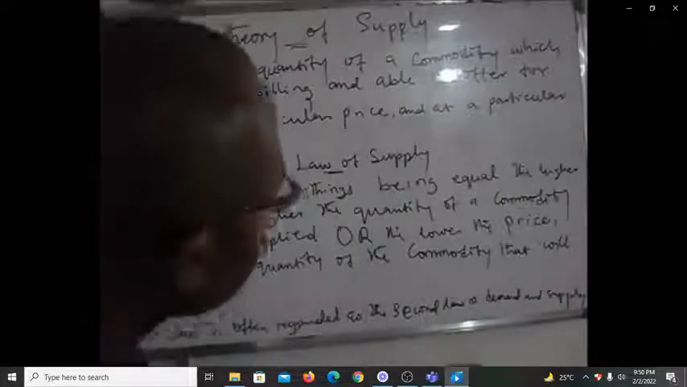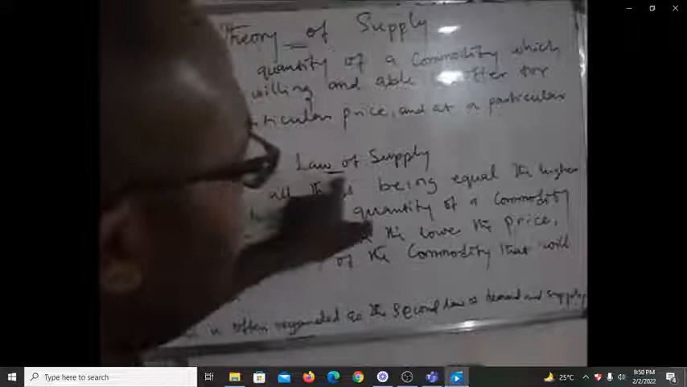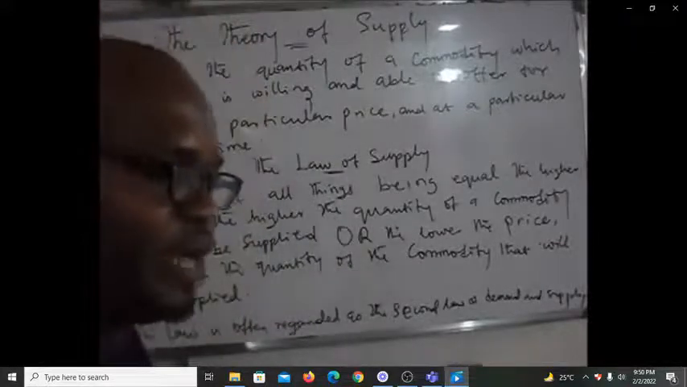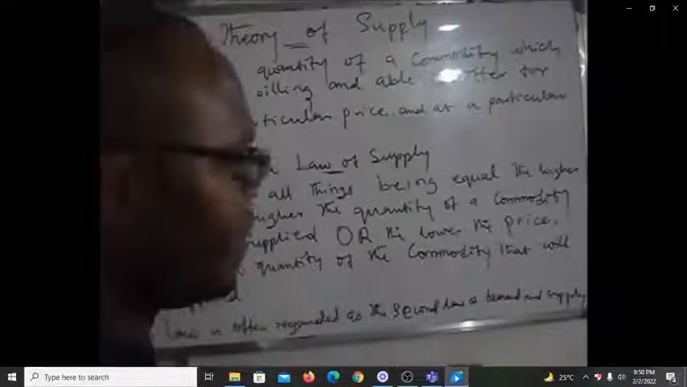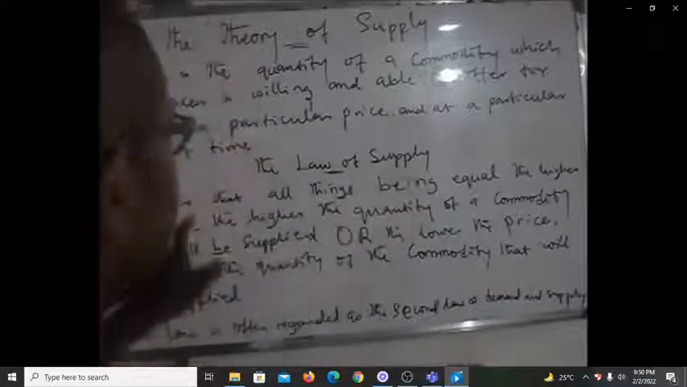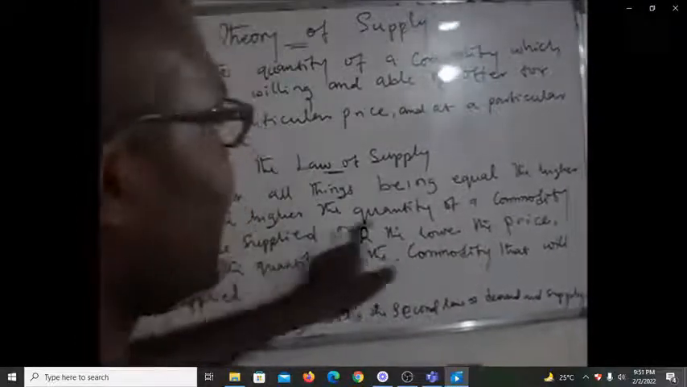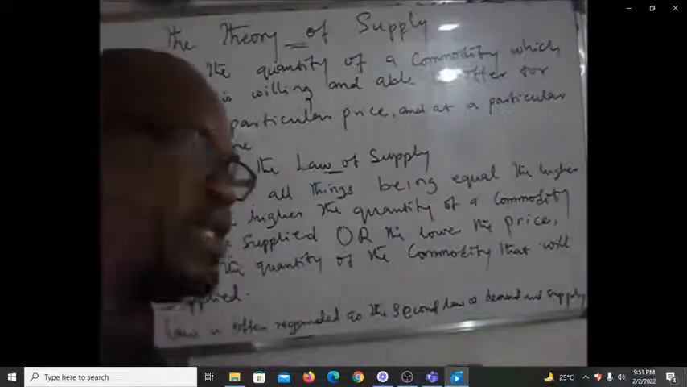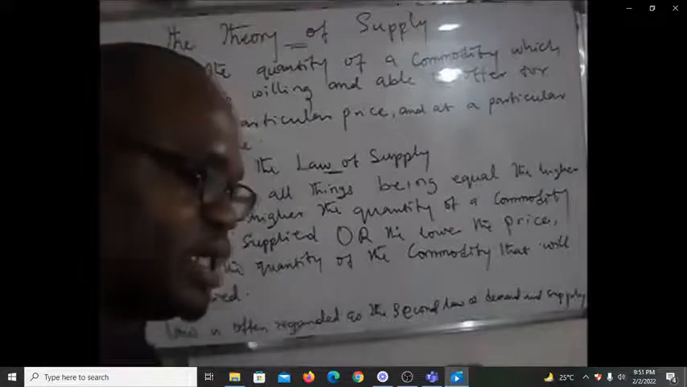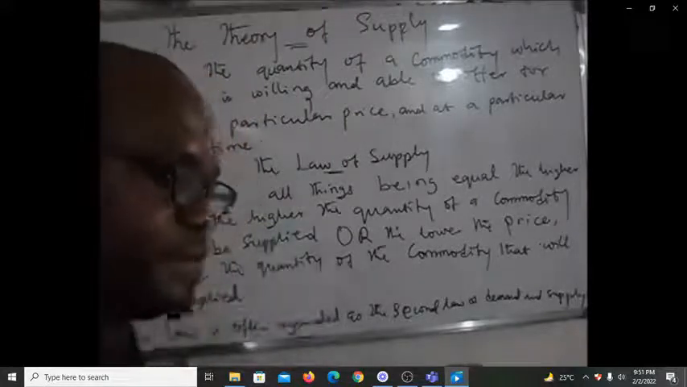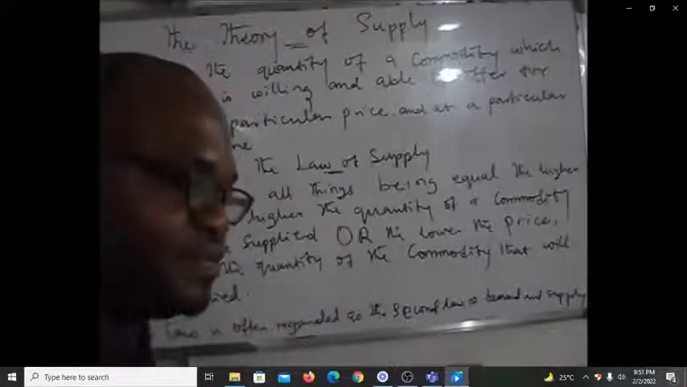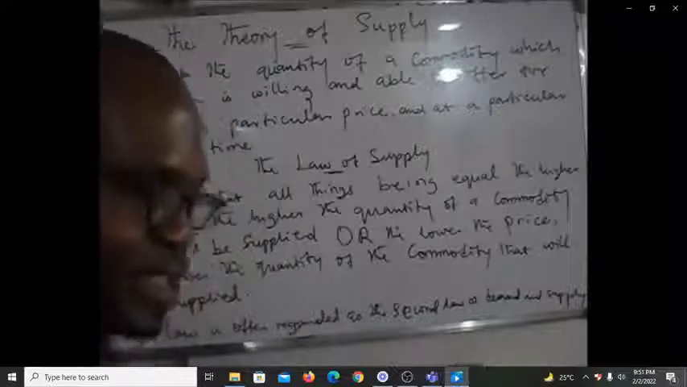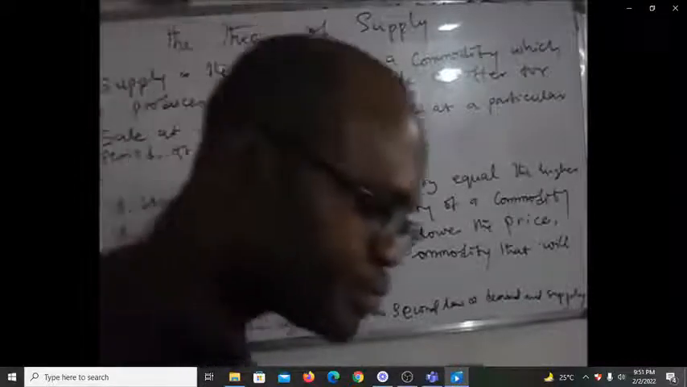Is that clear? And supply is governed by a law known as the law of supply. It's governed by a law known as the what? The law of supply. And this law of supply simply states that all things being equal, the higher the price, the higher the quantity of a commodity that will be supplied. That's what the law of supply says. Is that clear?